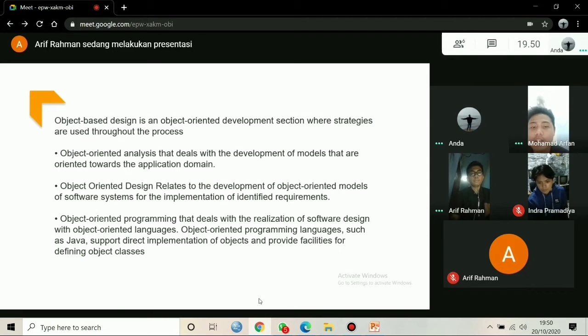Object-oriented programming deals with the realization of software design with an object-oriented language. Object-oriented programming languages such as Java support the direct implementation of objects and provide facilities for defining object classes.